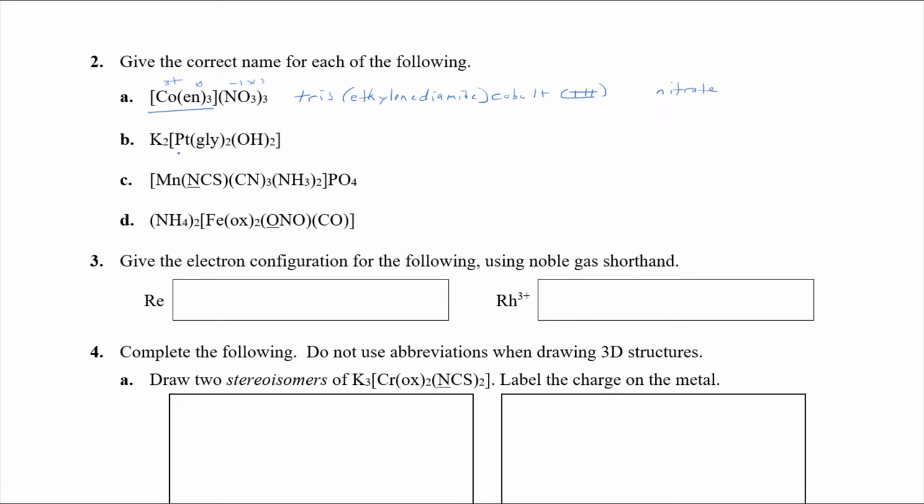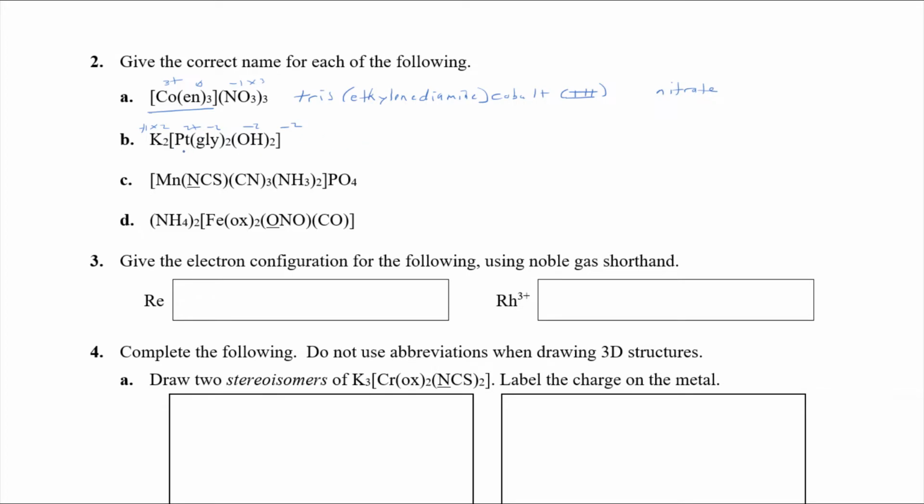Next one, ooh, this one's tricky because in this case you have a positive 1 times 2, which means this whole thing better be a negative 2. Two times a negative charge, it's negative 2. Wow, this looks like the platinum must be a 2 plus.